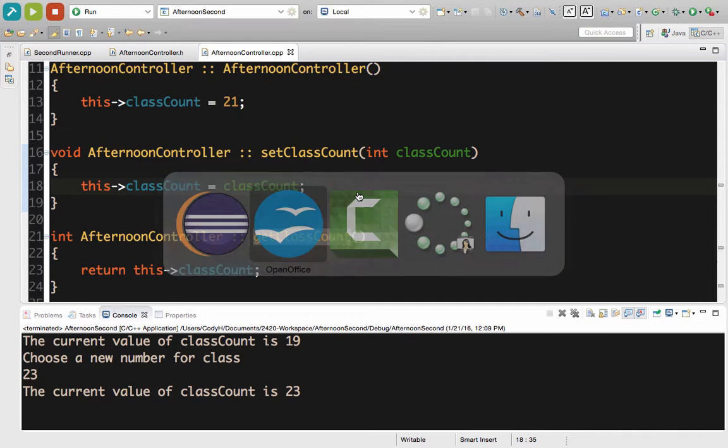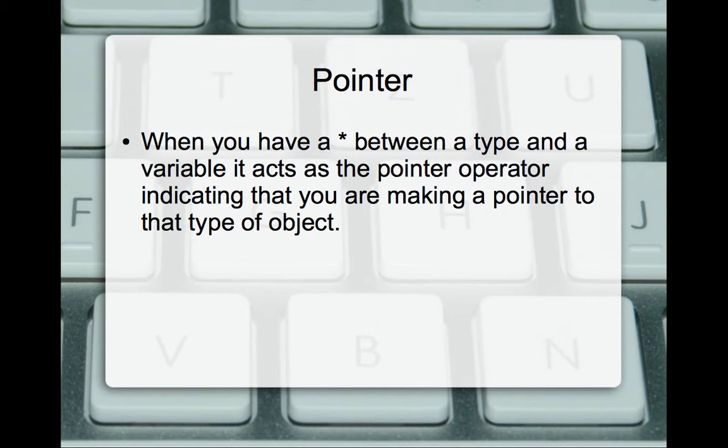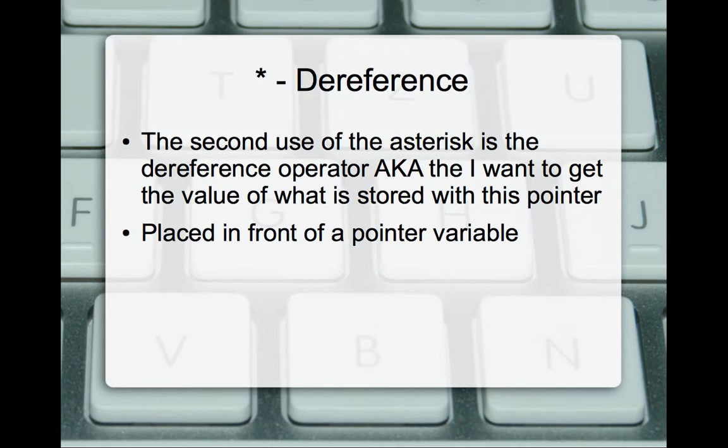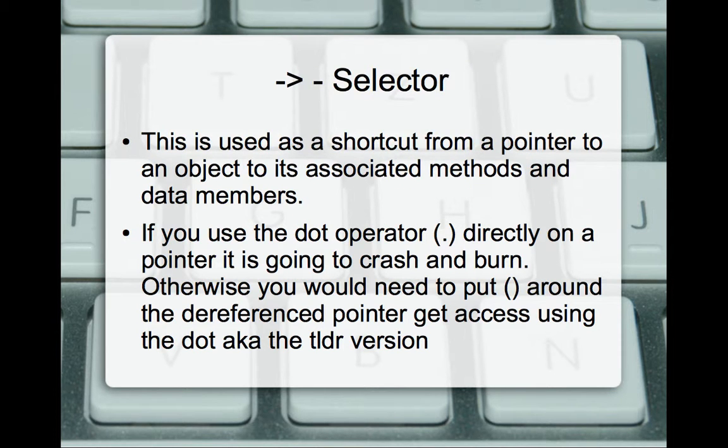Let's go back to the notes. So the big one is the pointer operator. Again, use that between the type and the name of the variable. The dereference marker, which always goes in front of the pointer, so you can dereference it to get access to the actual object itself, aka what's stored there. And finally, our selector operator, which allows us to go inside a pointer and access its internal methods and or data members. And so those are the things we'll be using with pointers, and that's our pointer basics lecture for the day.